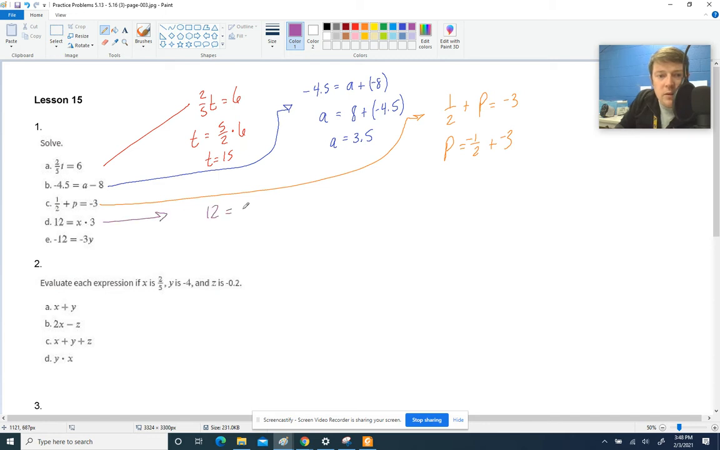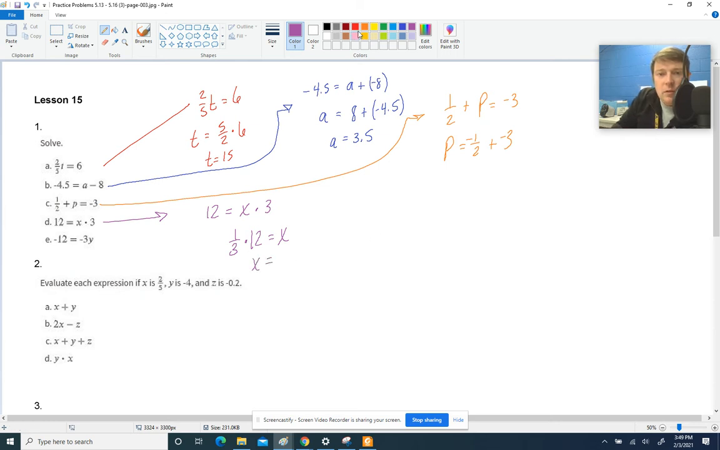We got 12 equals x times 3. And the reciprocal of 3 is 1/3. So you're just going to do 1/3 times 12 will be x. And 1/3 of 12 is 4. So x would be 4 there. You can show that answer.